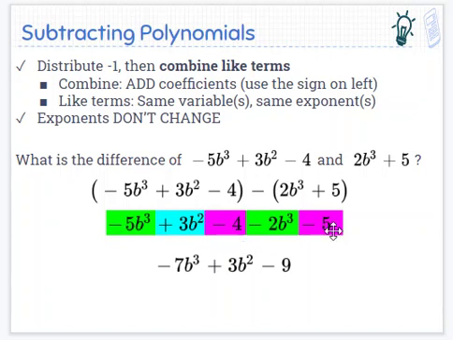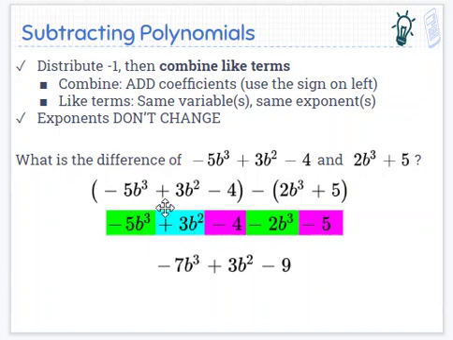So now for this problem, we want to figure out what is the difference of negative 5b to the third plus 3b squared minus 4 and 2b to the third plus 5. So for the moment, put parentheses around the first expression, the negative 5b to the third plus 3b squared minus 4. Replace the word difference with a minus sign, and then put parentheses around your second expression, 2b to the third plus 5. Now, notice in the next line, the first three terms in the first set of parentheses do not change.